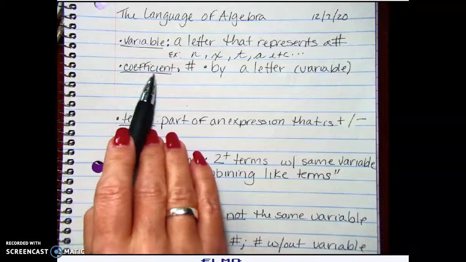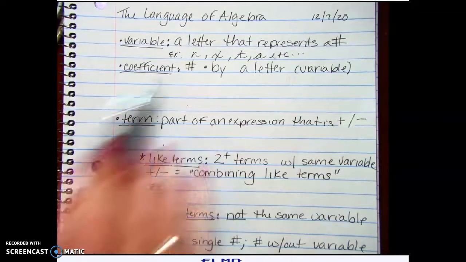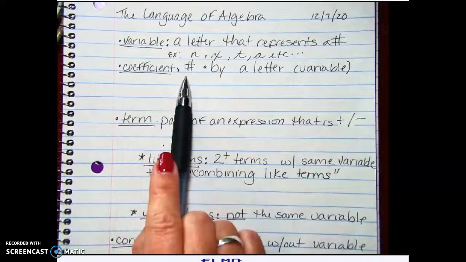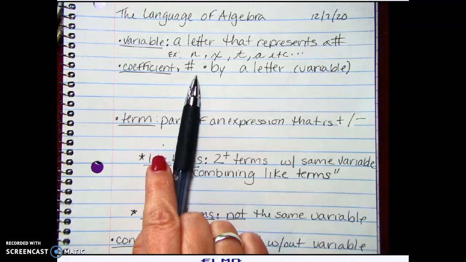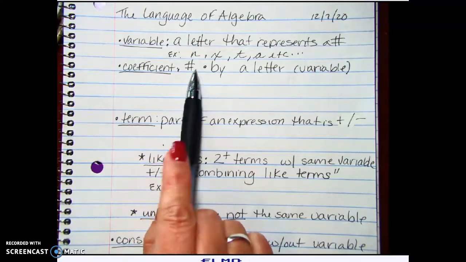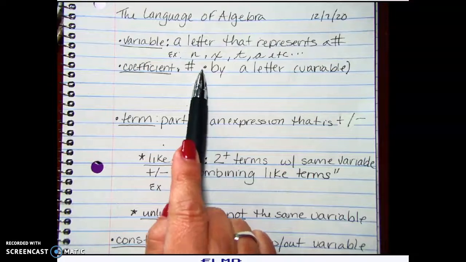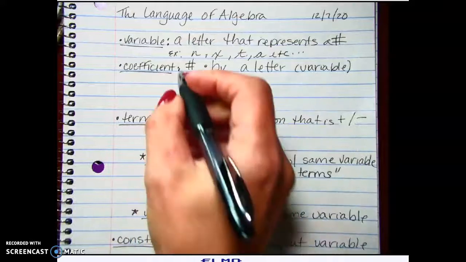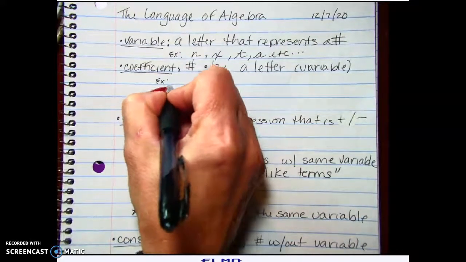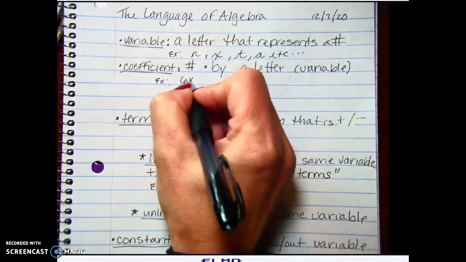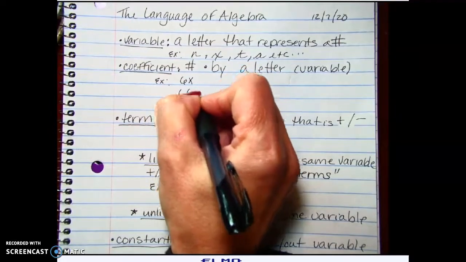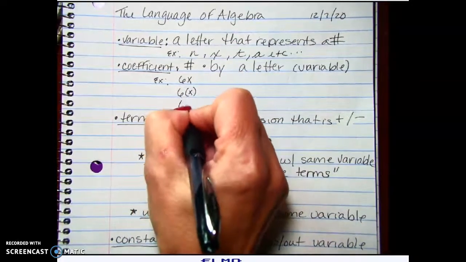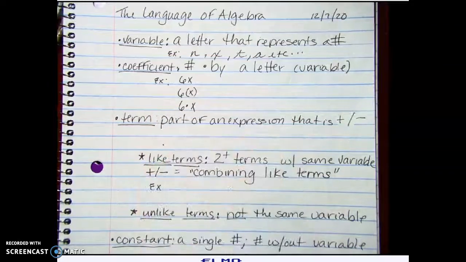Everyone please say coefficient. This is a new word for us, so please make sure you pay attention to the definition and then the examples as well. So a coefficient is a number multiplied, that's what that symbol means, by a letter. So a number multiplied by a variable. So for example, if we have 6x, that means 6 times x. If we have 6 parentheses x, that means 6 times x. And if we have 6 times x, that means 6 times x.